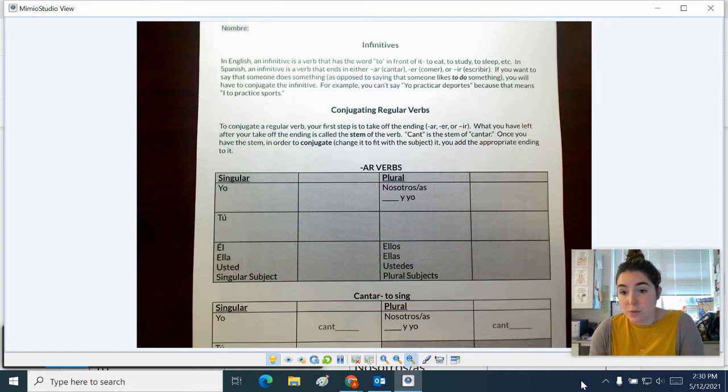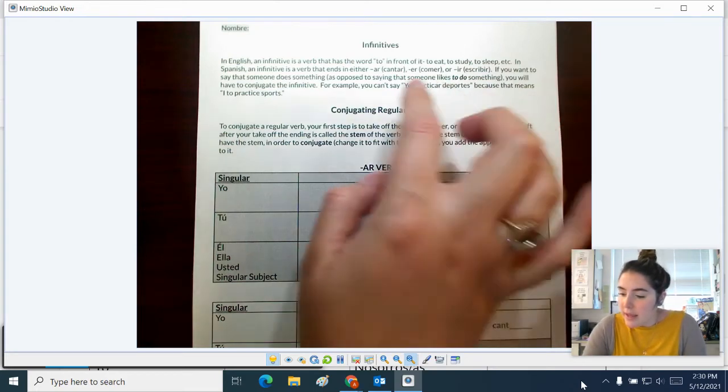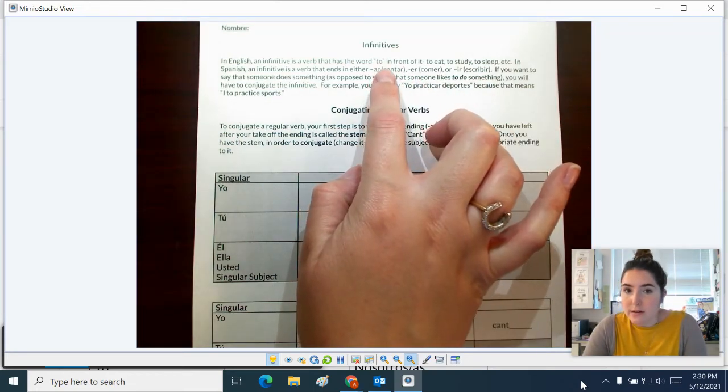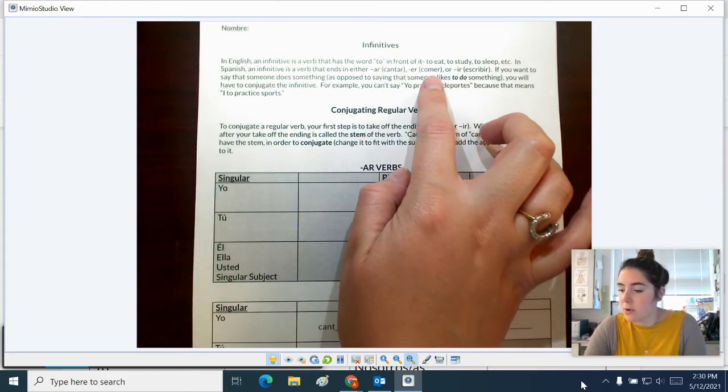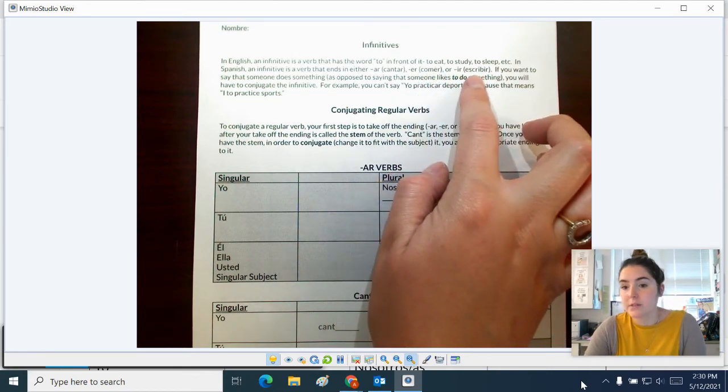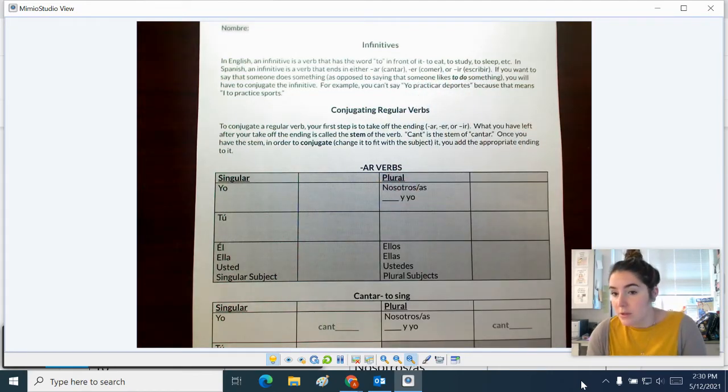In Spanish, if you look at those actions on your vocab list, they all end in either an AR, such as cantar, an ER, such as comer, or an IR, such as escribir. So they all have one of those 3 endings.